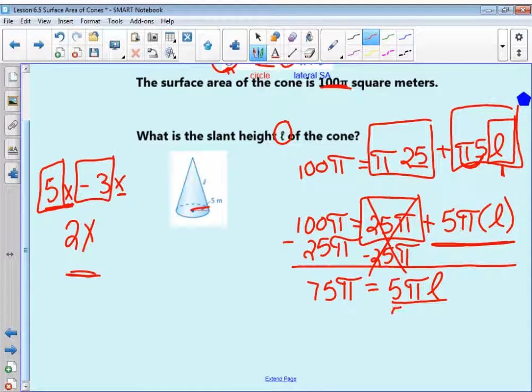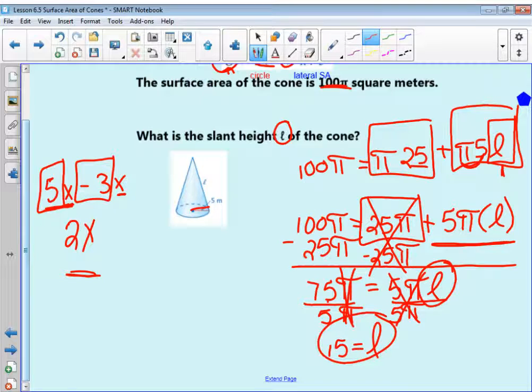So I'm going to divide by 5, and I'm going to divide by pi. I'll just take them both at the same time. Divide by 5 and pi. When I divide by pi, that cancels out my pi symbol, because 3.14 divided by 3.14 gives me 1. Now I'm going to do 75 divided by 5, and that gives me 15. My equal sign, and all I have left on this side is an L. So we just found out that our slant right here is 15 meters.